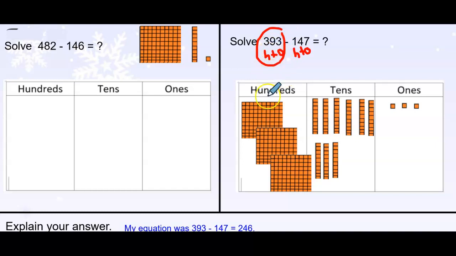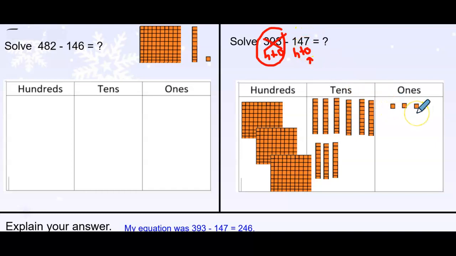So I made 3 hundreds, 9 tens, and 3 ones. We're done with that number. Now let's subtract or scratch off the next number. Remember, start in the ones place. So first we have to scratch off or subtract 7 ones.